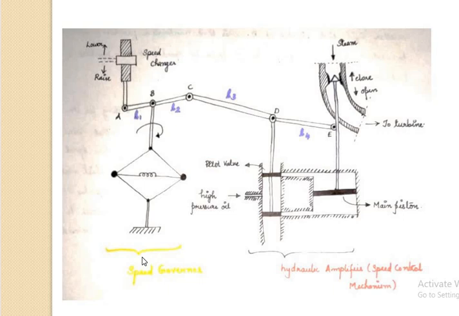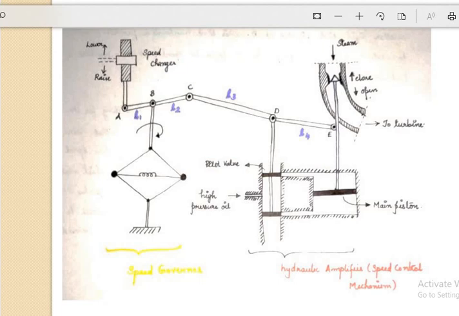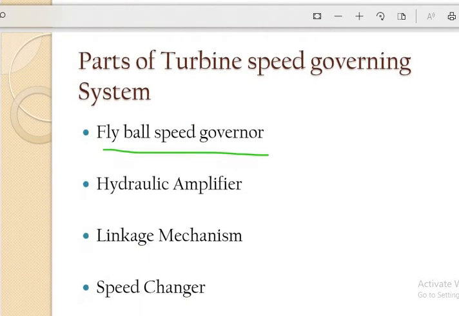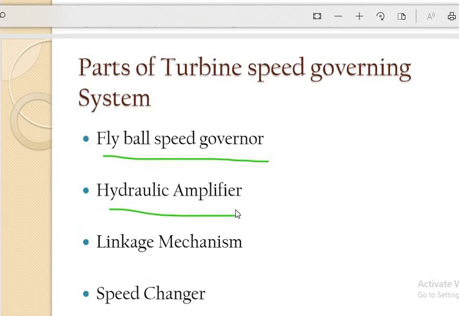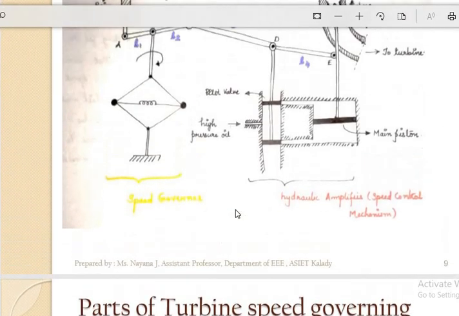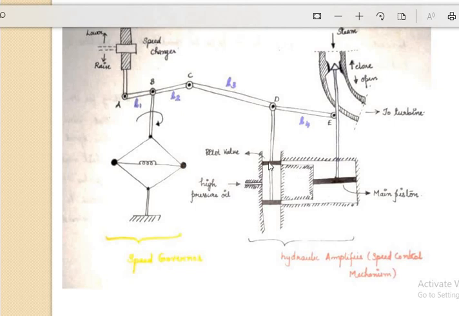Now the second part, and we will discuss the working later. Now we just familiarize ourselves with the different parts. The second one is the hydraulic amplifier. See, this is a hydraulic amplifier. This is a speed control mechanism. Here it consists of a main piston. This piston is actually for opening or closing the steam valve.